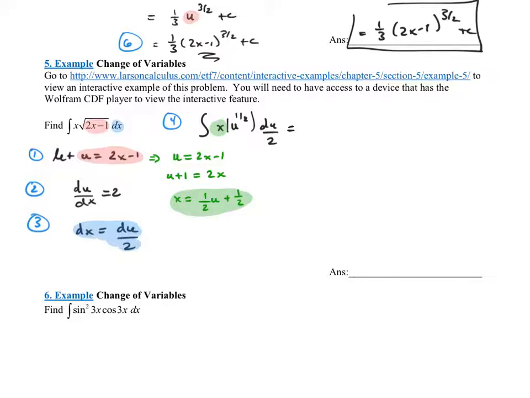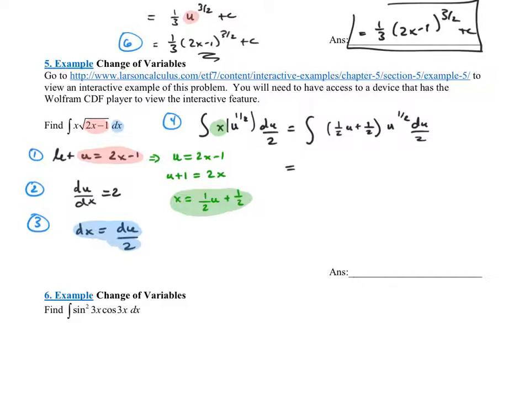So this would turn into the integral of, instead of x, 1/2 u plus 1/2, right? And then we have u to the 1/2, and then we have du over 2. Okay, so let's see what's going on here when we distribute. Well, the first thing I realize is we could pull out, well, I don't want to do that. I'm going to distribute first.